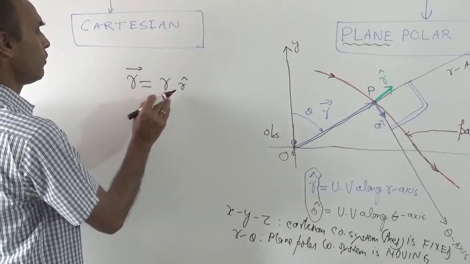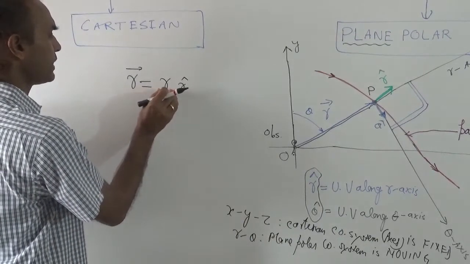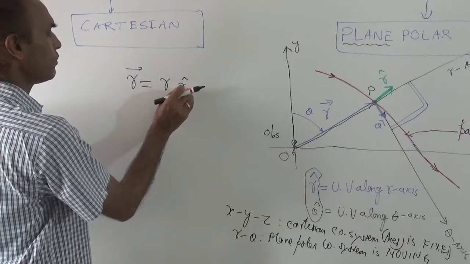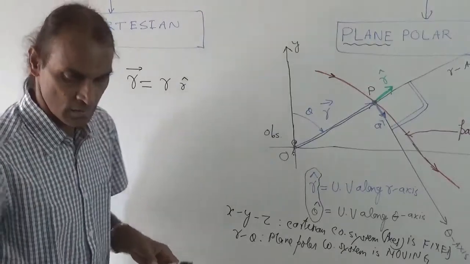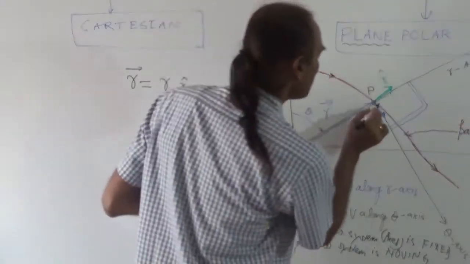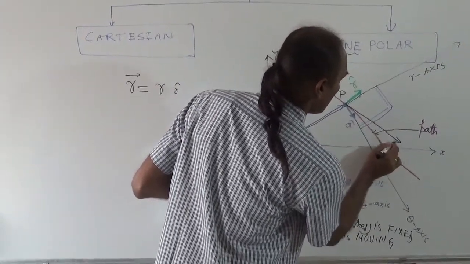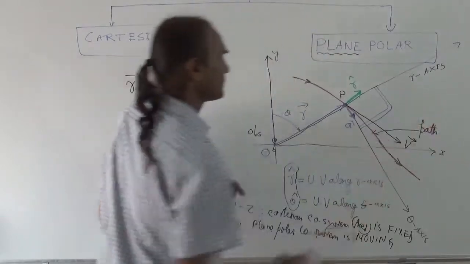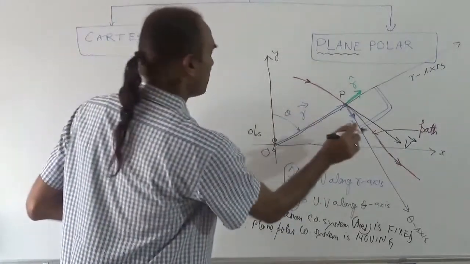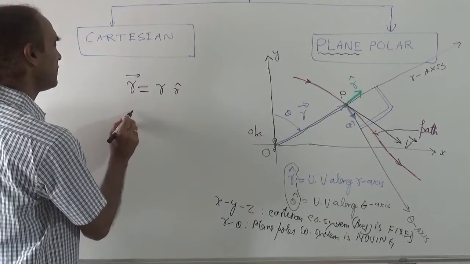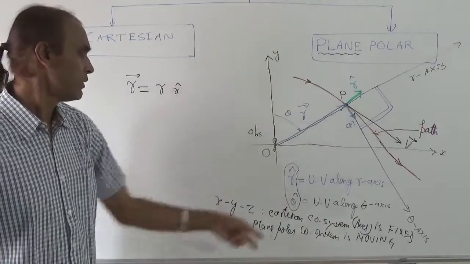So the R vector is equal to its magnitude R multiplied by the unit vector r cap. If the particle has some velocity, say velocity vector v, v can be written in a different way. That is what I am going to discuss now.